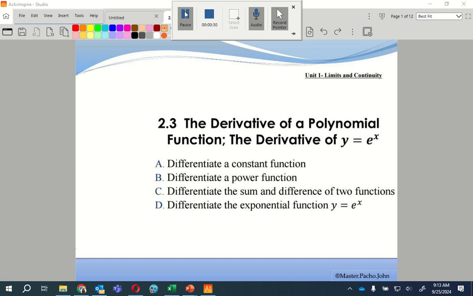But anyway, derivatives of polynomials, and so this is all voodoo magic here. This is all the voodoo magic, the voodoo that you do.